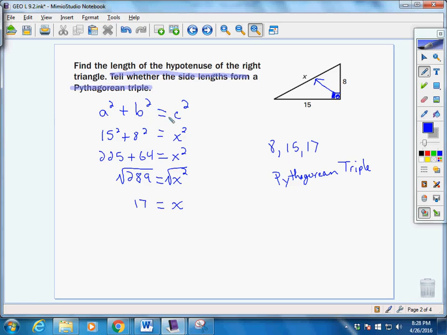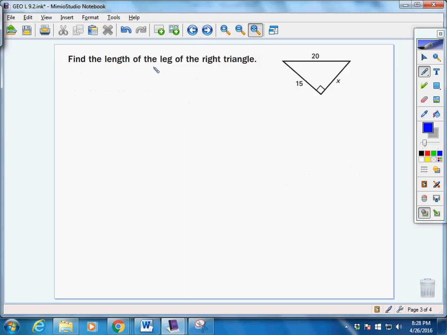Now in this example, we are finding our hypotenuse. In this one, it says find the length of the leg of the right triangle. Again, focusing on the right angle, and to help me identify the hypotenuse, especially when they get turned around, I usually draw an arrow for my right angle. A squared plus b squared equals c squared, or c squared equals a squared plus b squared. And I'm going to say 15 squared plus x squared equals 20 squared.